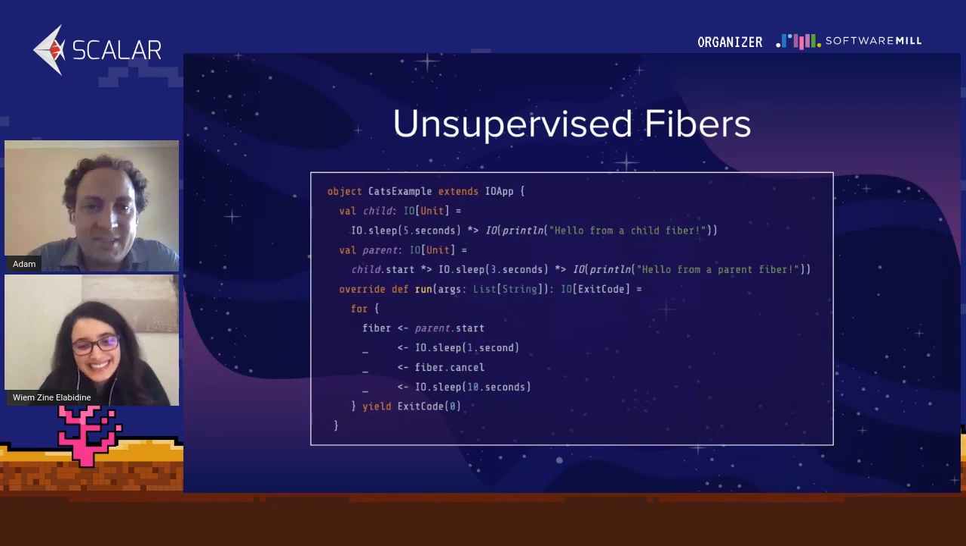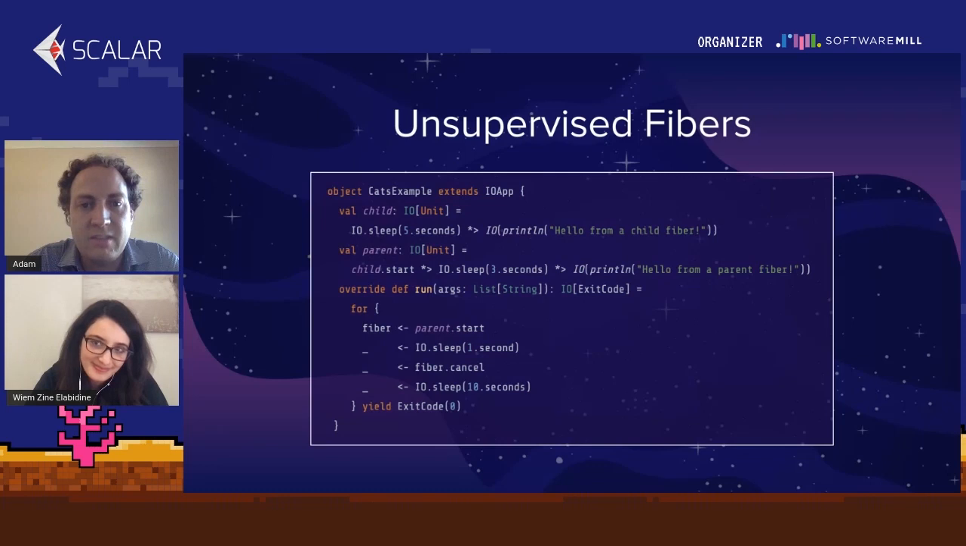So let's start to see what this looks like in code. On this page, we've got an example. This one is working with ZIO. So this is not using the same type of fiber supervision framework that ZIO uses. Here we've got a parent fiber that is going to sleep for 3 seconds and then print hello from a parent fiber. And before any of that, it's going to start a child fiber that's going to sleep for 5 seconds and then say hello from a child fiber.